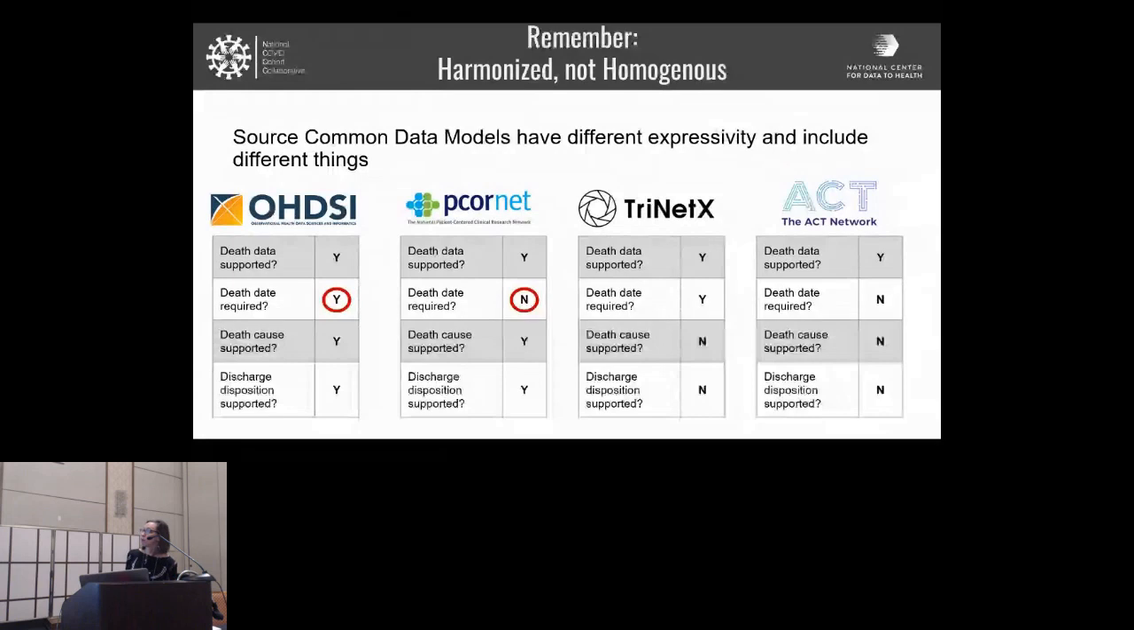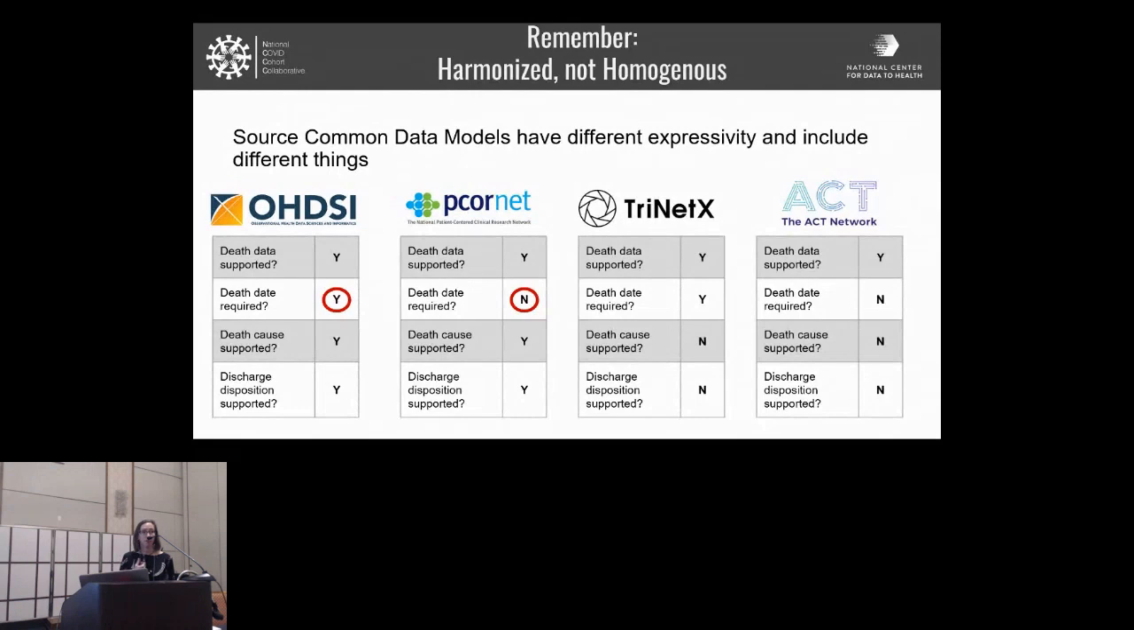So I think it's also important to remember that just because the data is harmonized doesn't mean that it's homogeneous. So for example, the different common data models have different expressivity and include different things. And this is somewhat analogous to the example with the race. We need to know the provenance of what that other category was, what was done with that. Well, here, for example, in the Odyssey community, we have to have a death date indicated as part of the requirement of the model for the quality assurance tests.